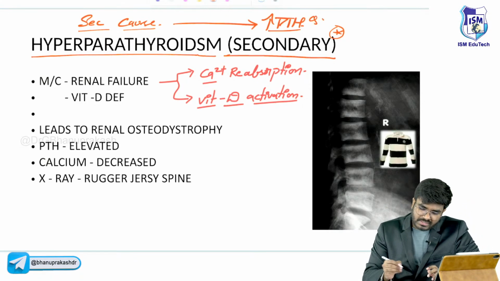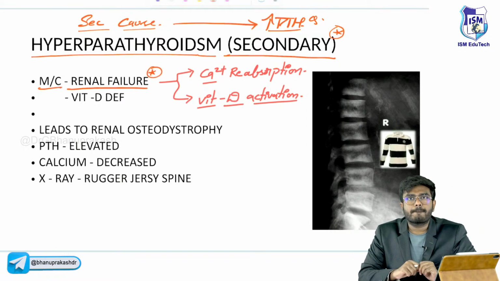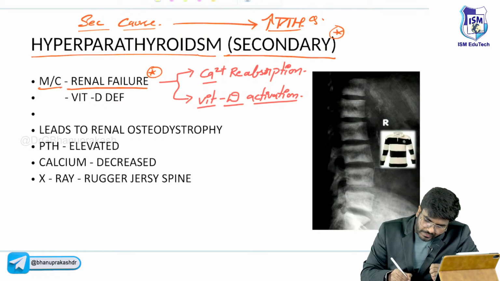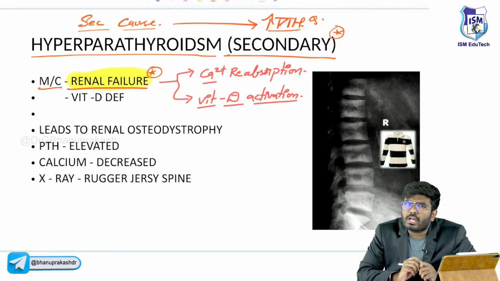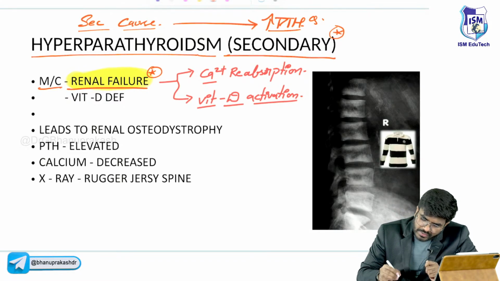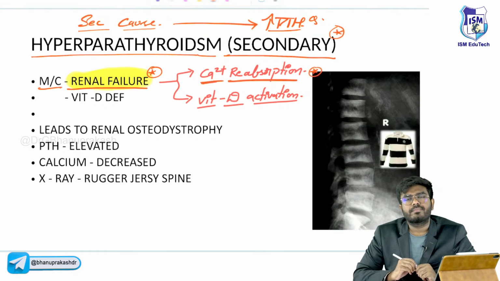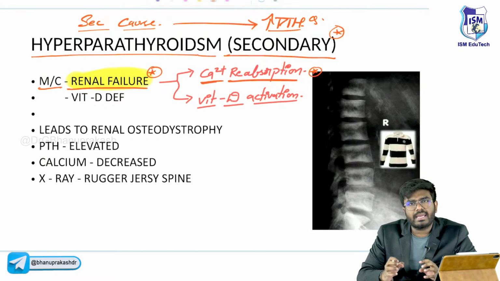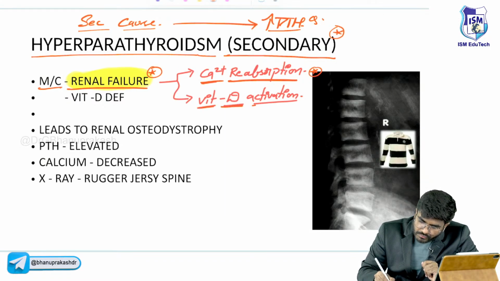So what is the secondary cause? The secondary cause is renal failure, chronic kidney disease. Now, tell me, what is the normal function of the kidneys? The function of the kidneys is calcium reabsorption. Normally, calcium is reabsorbed in the kidneys. And also activation of vitamin D.